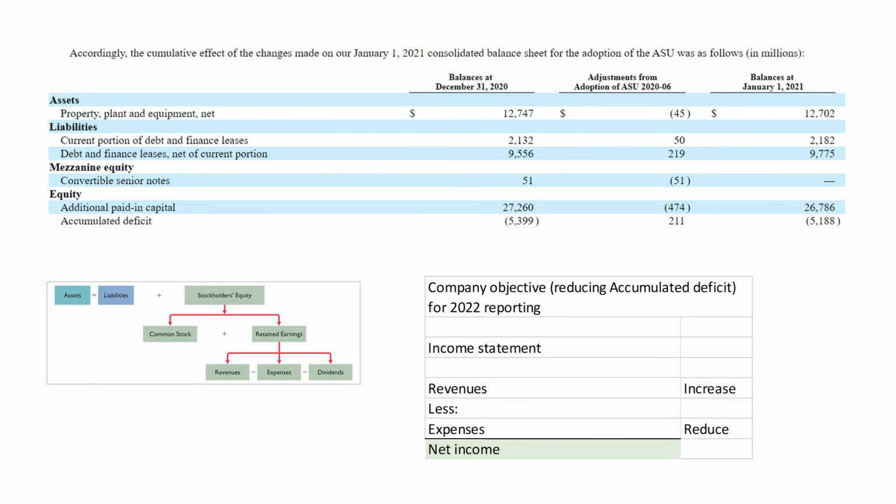Now, the accumulated deficit. This is what we got here: retained earnings, revenues minus expense, minus dividends. If we could increase revenues and reduce expense, it'll give us a net income. A net income is going to drive our retained earnings.